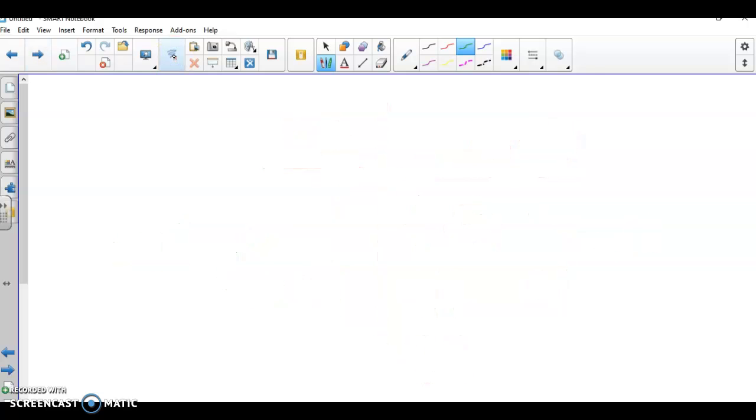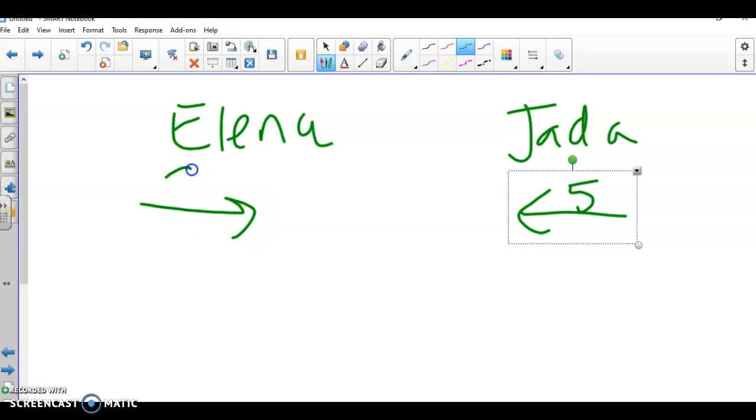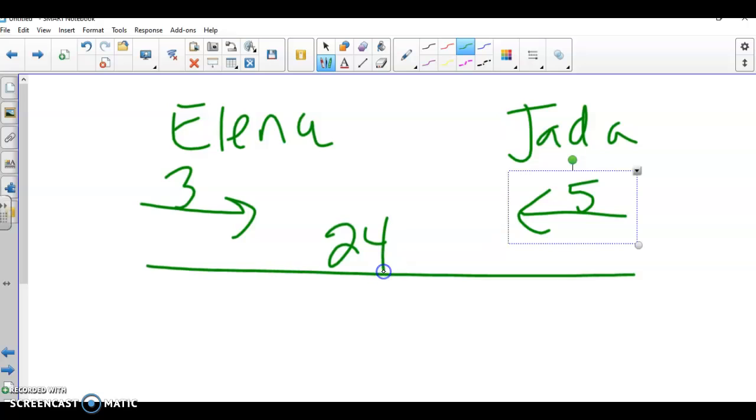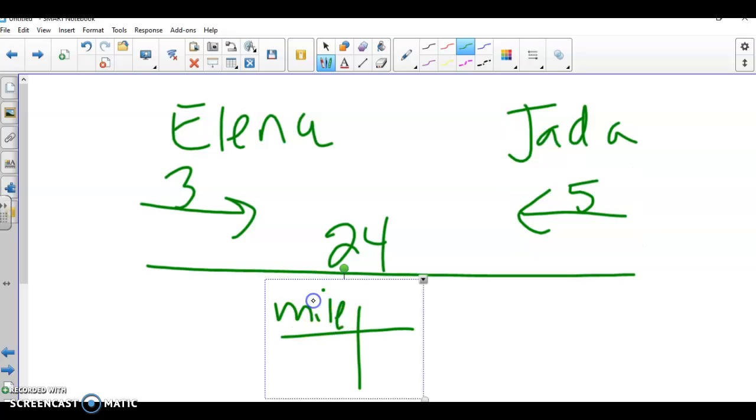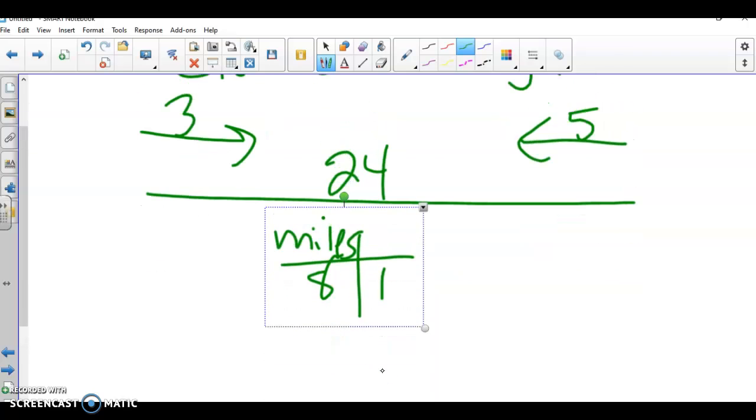All right, so here they are. We got Elena and Jada. One is walking at 5 miles per hour and another one is walking at 3 miles per hour. And they're 24 miles apart. Well, if they walk together, in 1 hour they can walk 8 miles together, because one walks 3 miles and one walks 5 miles. So together they can walk 8 miles per hour.